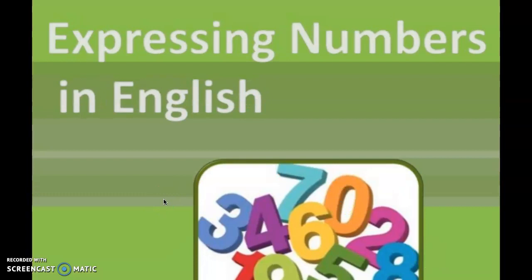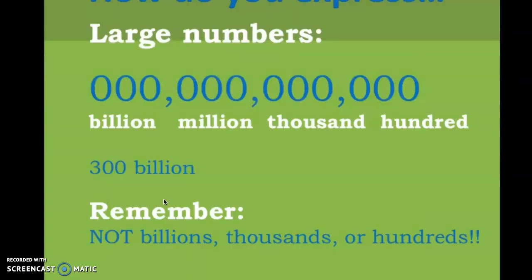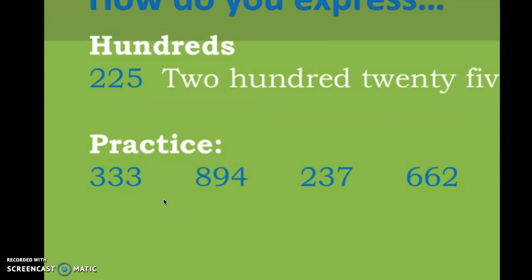Expressing numbers in English. How do you express large numbers? Billion, million, thousand, hundred. 300 billion. Remember, not billions, thousands, or hundreds. How do you express hundreds?